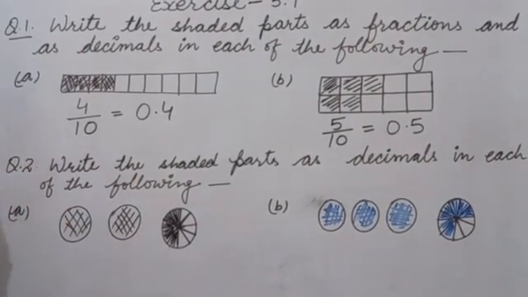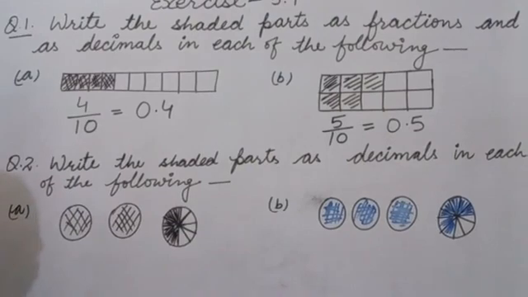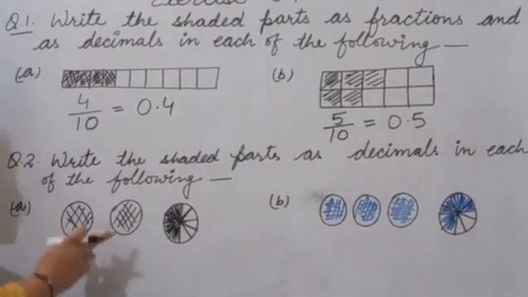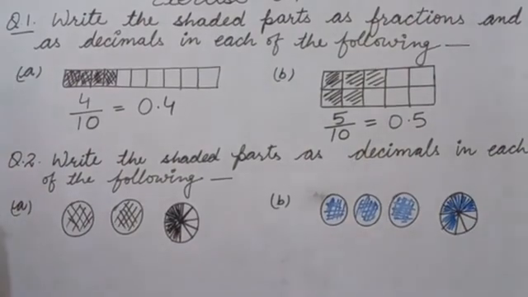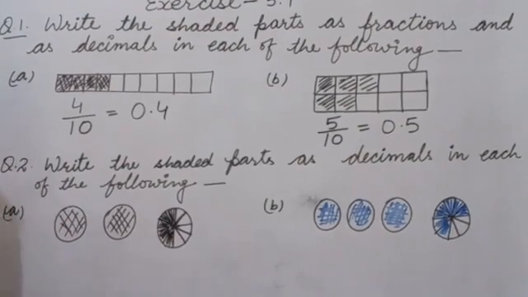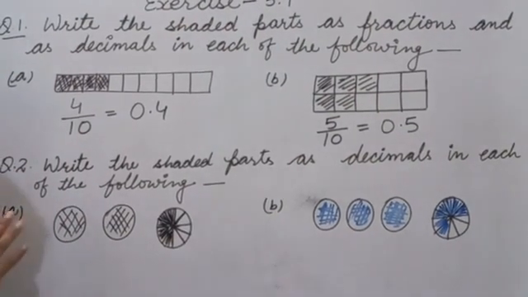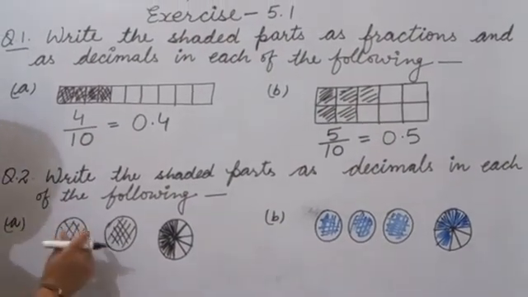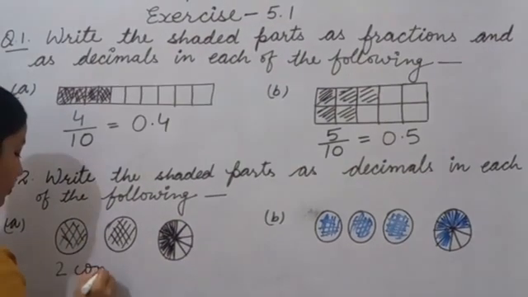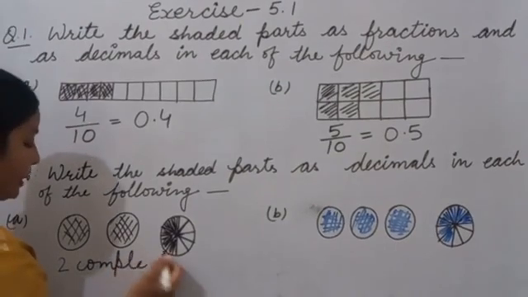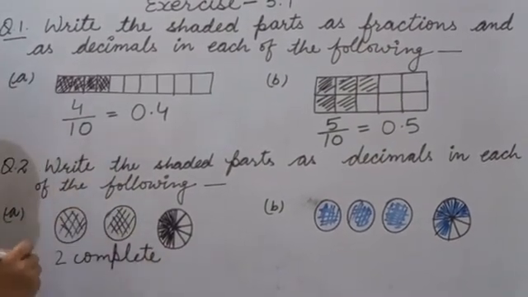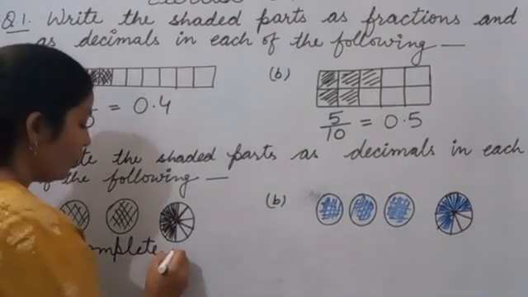But we have to tell the decimal for the shaded part. So we should write the fraction for the shaded part. So how many complete? There are 2. 2 parts are complete. So we take here 2 complete parts. 2 parts तो हमारे पास क्या है? Complete wholes हैं हमारे पास. So we will write here 2 complete wholes. 2 तो हमारे पास क्या है? Complete whole.